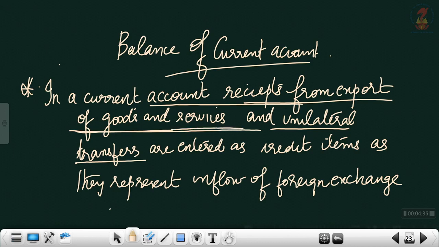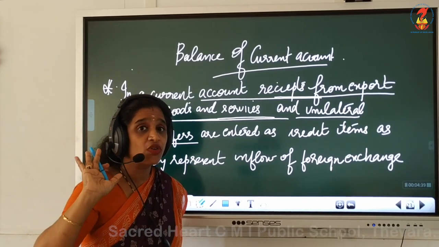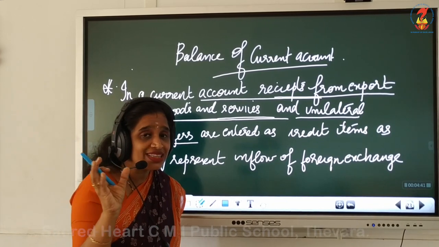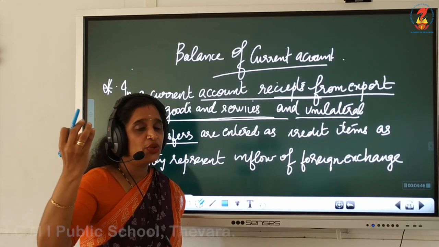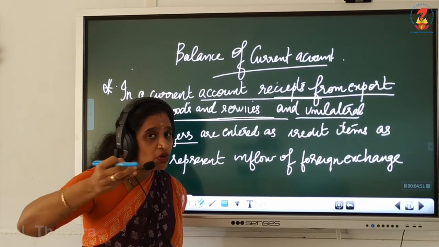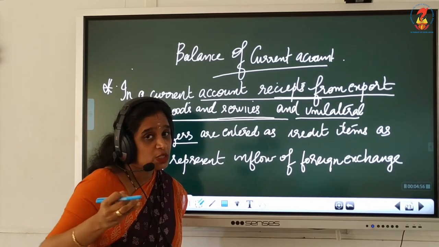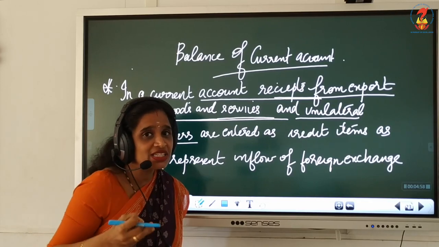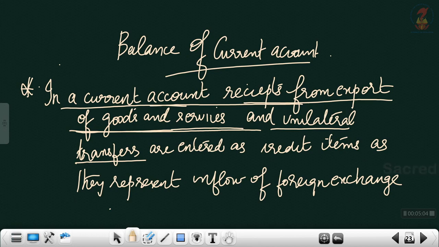Receipt we get only from the export. So don't get confused. Receipt will be there only for export. So all the three items of the current account we are taking together. Which are the three items? Unilateral transfers, goods and services. The export of all the three items will give us receipt. That is what I have written. In a current account, receipt that we are getting with the help of export.